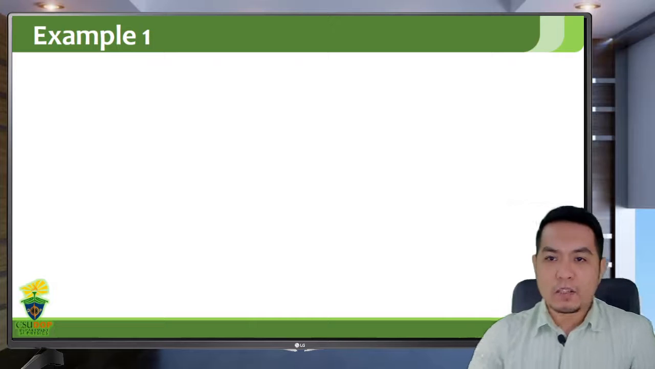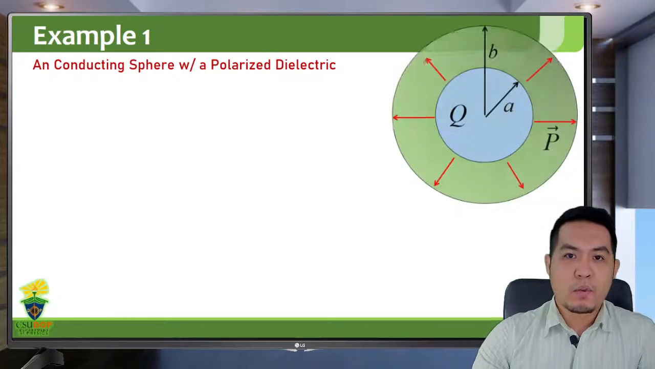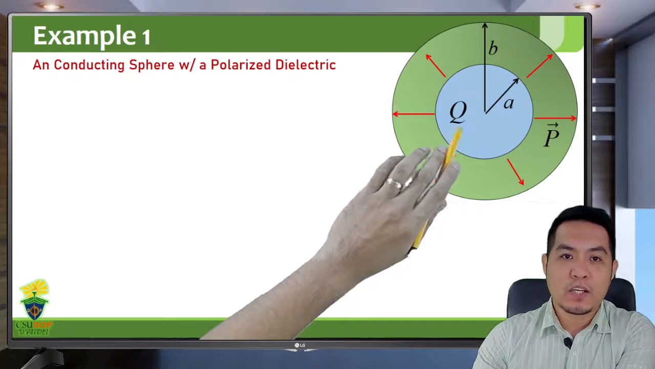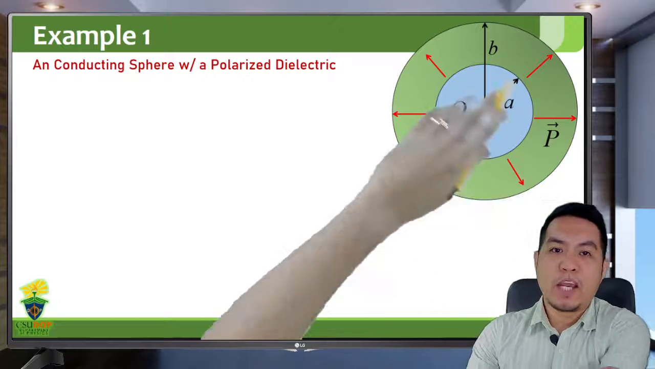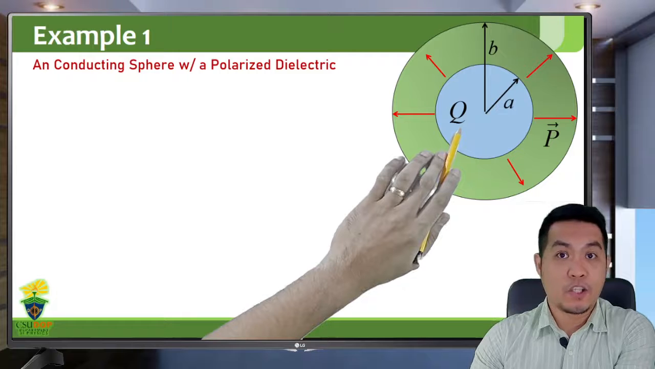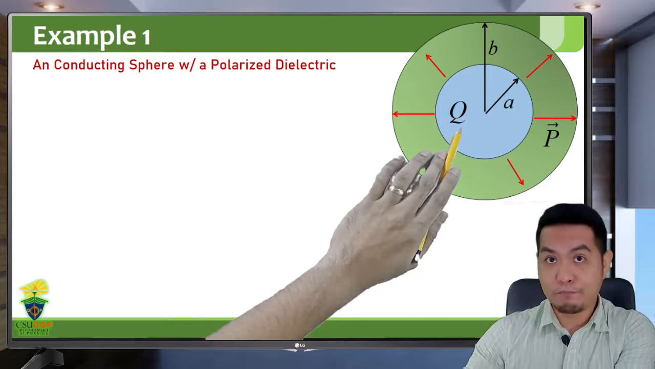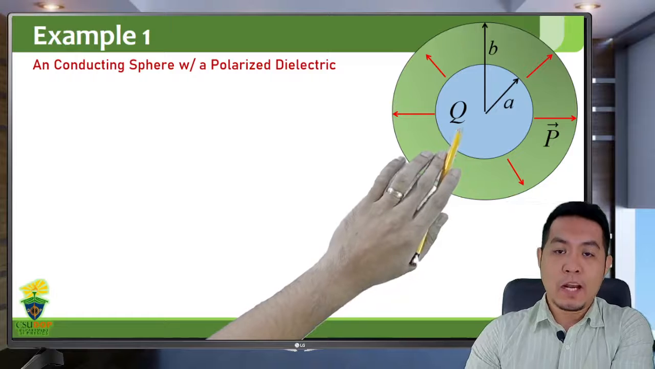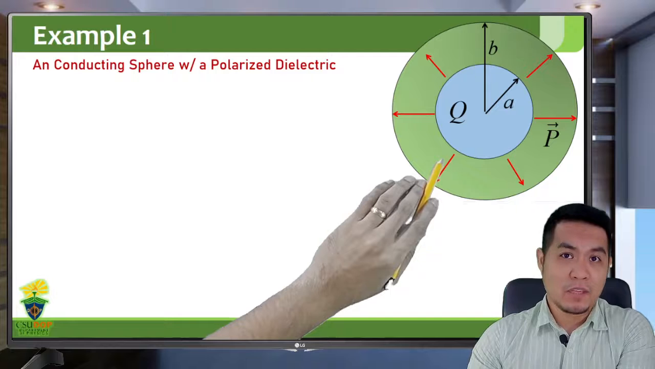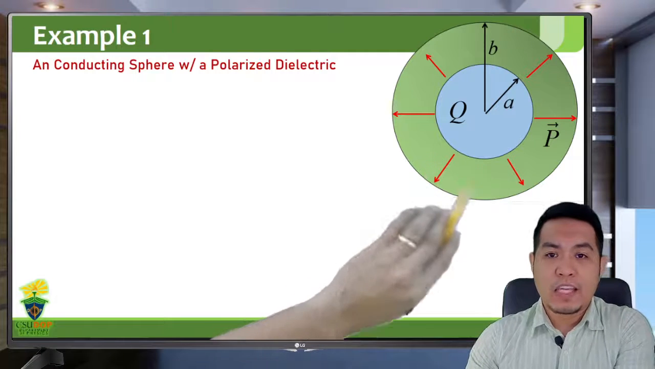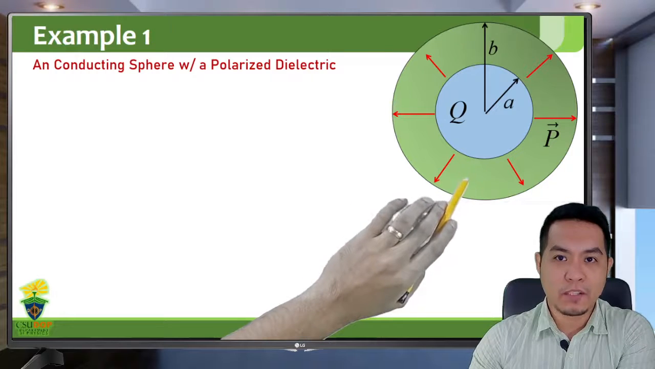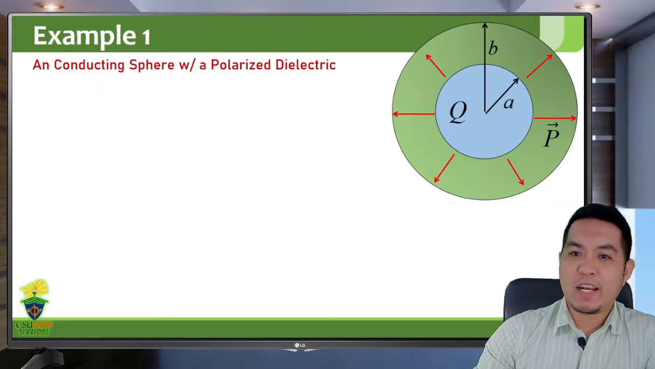So let's now go directly to examples. Here we have a conducting sphere, meaning it's a conductor, with a total charge Q, and then you coat it with a dielectric. Since this conducting sphere is charged, it has an electric field, and that electric field will polarize the dielectric here. The dielectric is now polarized because of the electric field, and there will now be an electric field within your polarized dielectric.